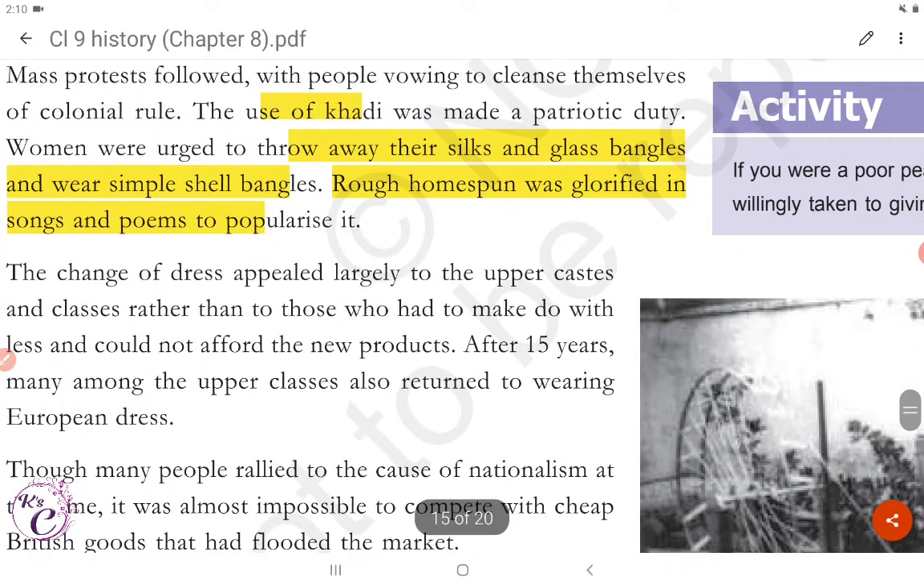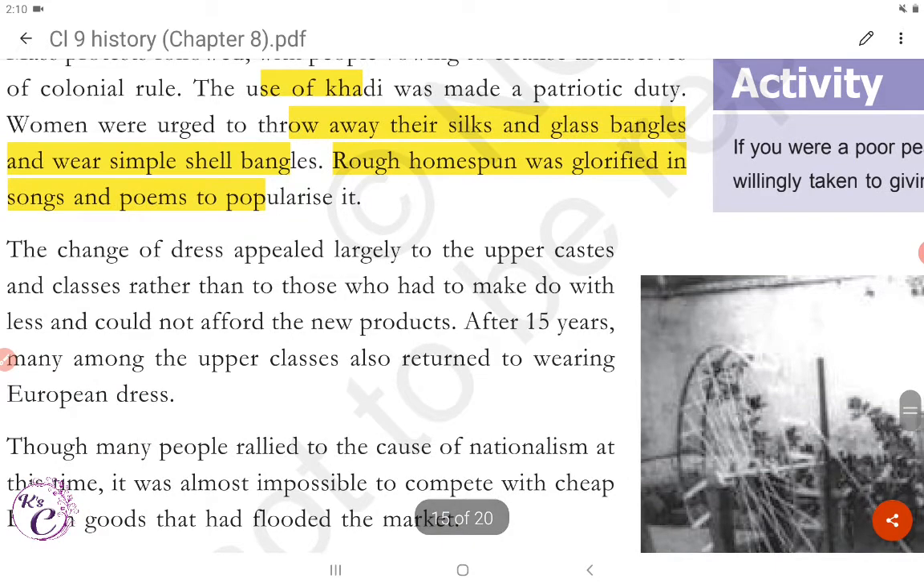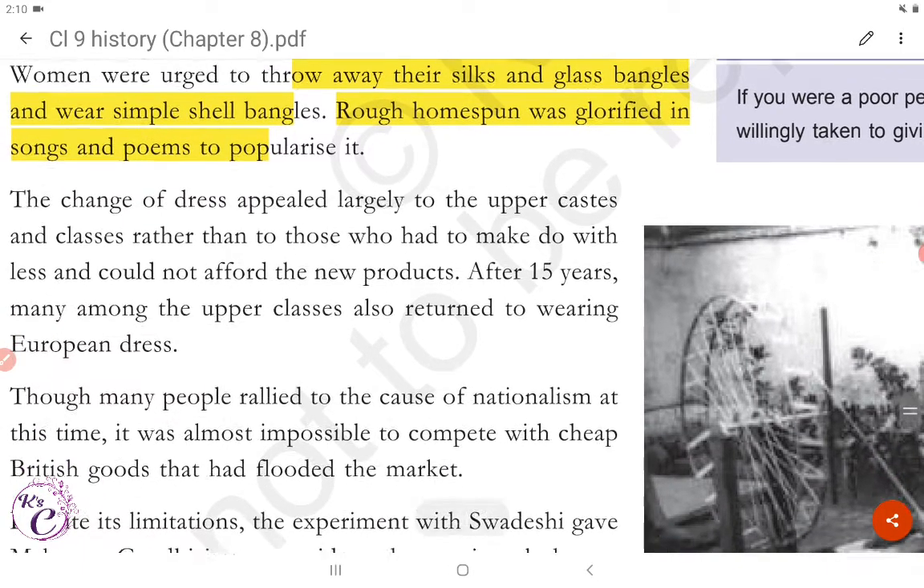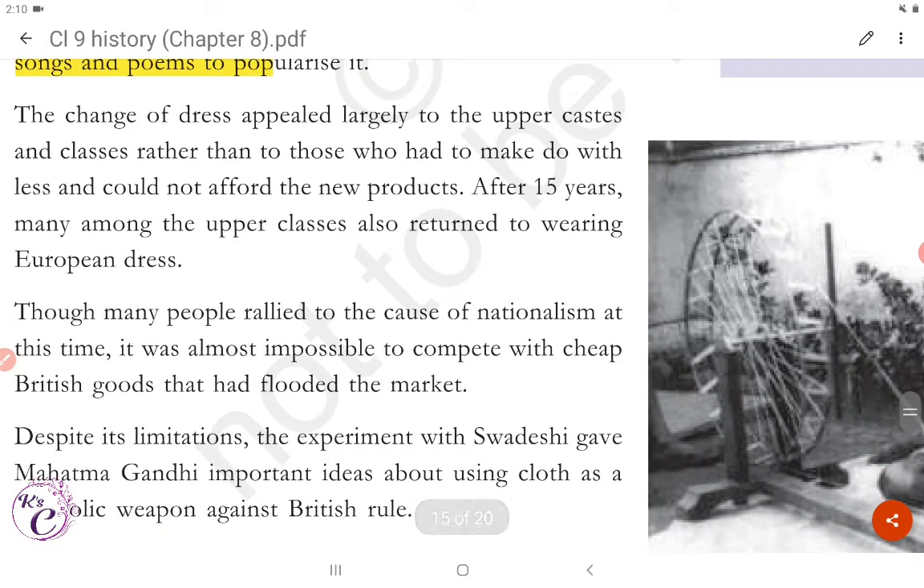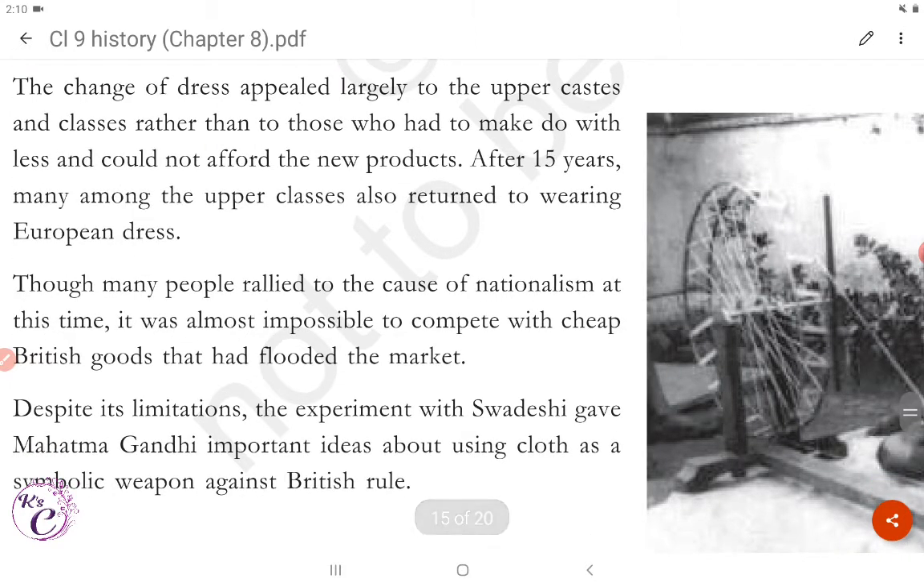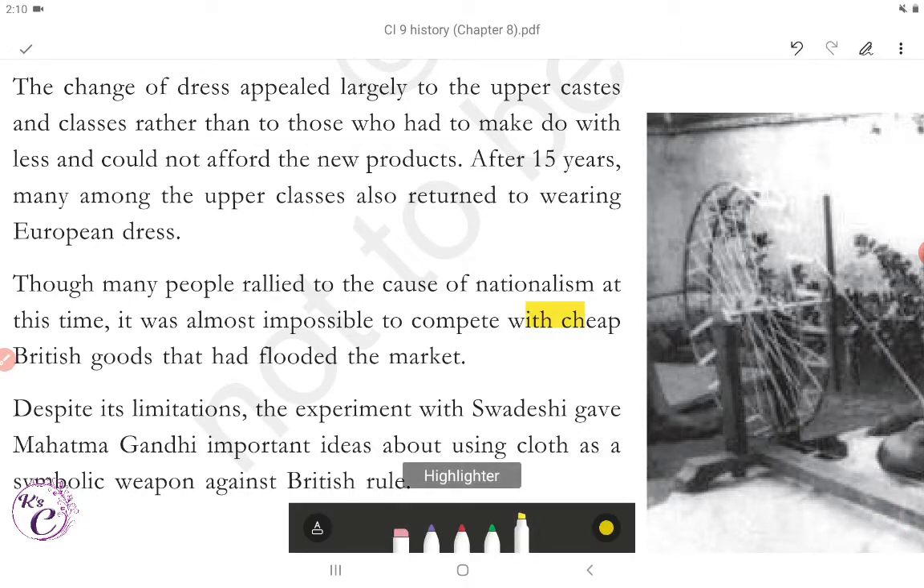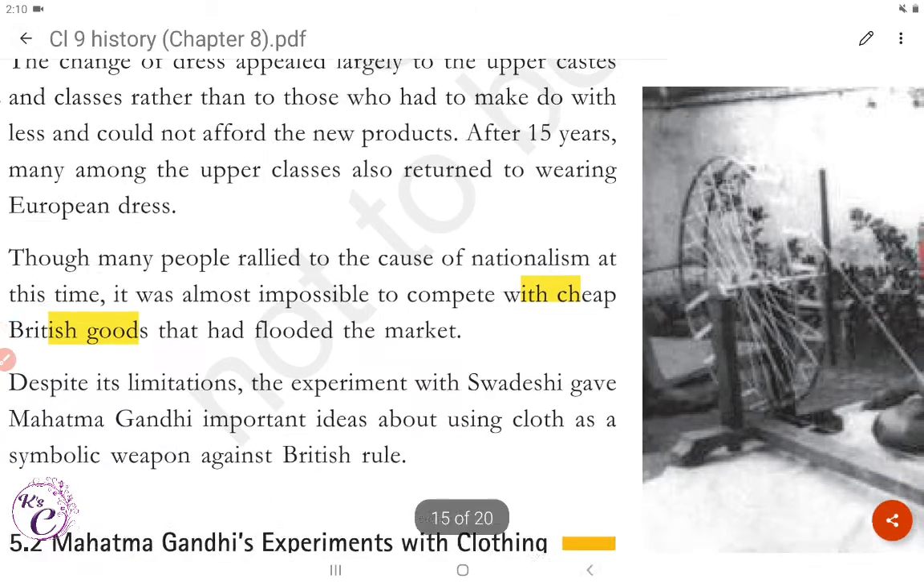The change of dress appealed largely to the upper caste and classes rather than to those who had to make do with less and could not afford the new products. After 15 years, many among the upper classes also returned to wearing European dress. Though many people rallied to the cause of nationalism at this time, it was almost impossible to compete with cheap British goods that had flooded the market.